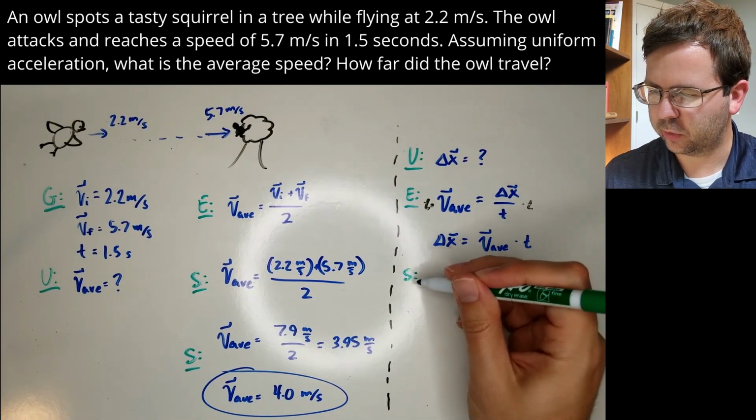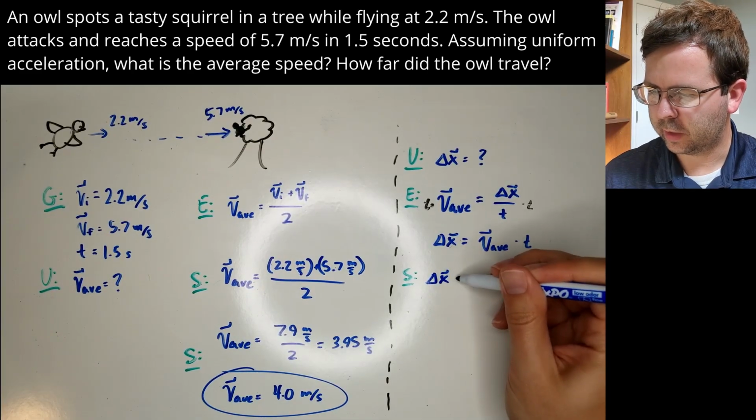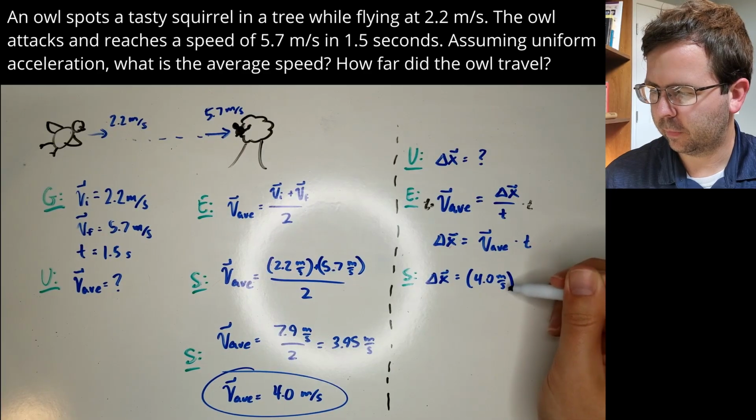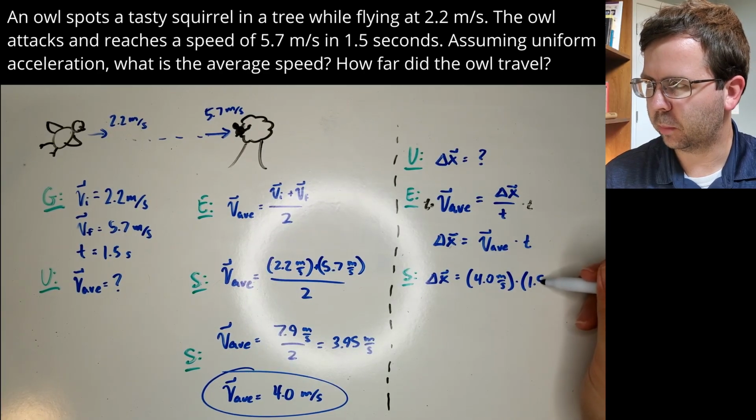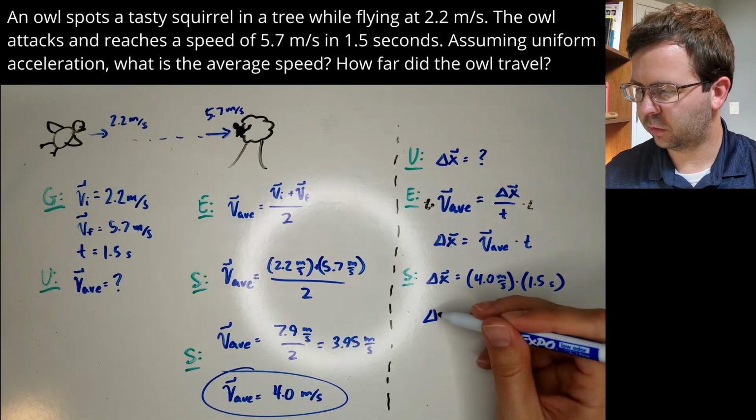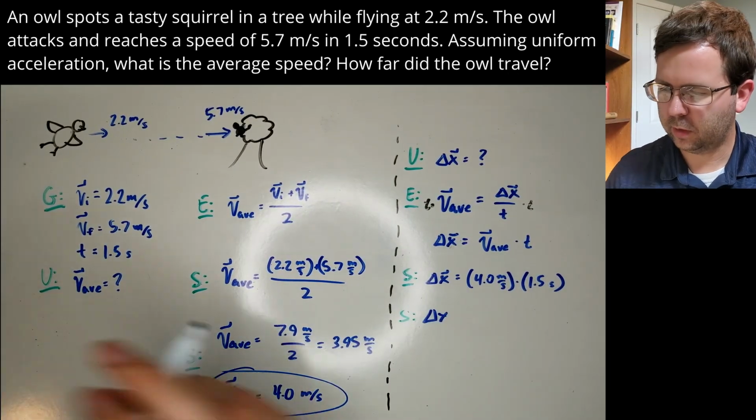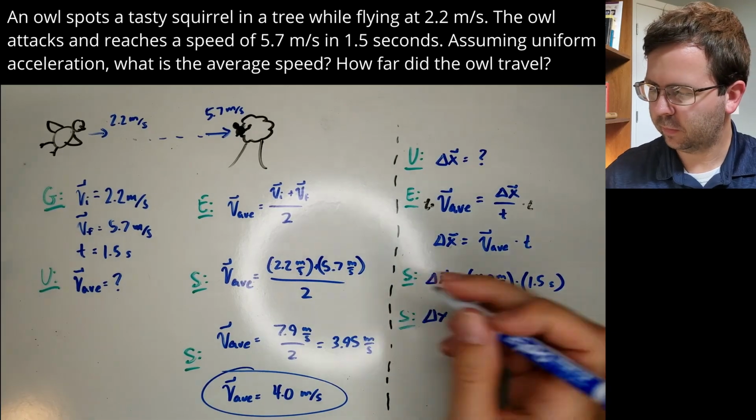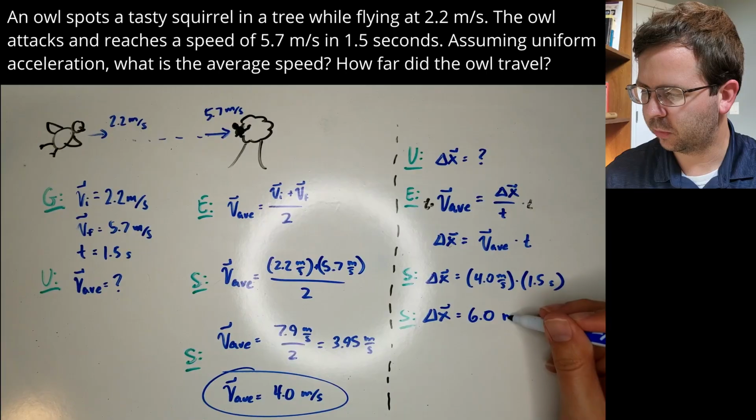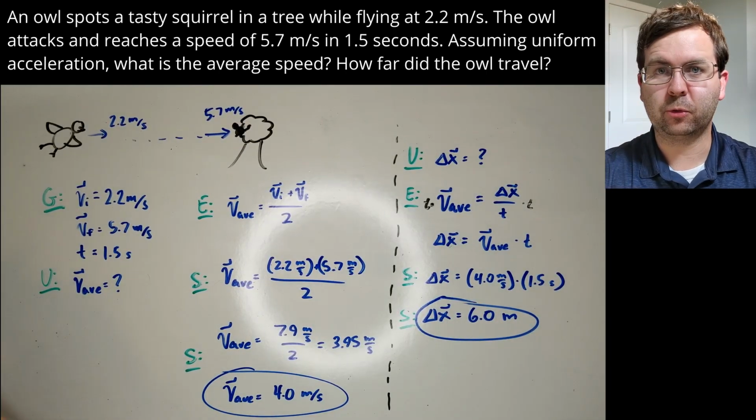So our substitute step is going to be an average speed of 4.0 meters per second multiplied by a time of 1.5 seconds. And that's going to give us a solved answer of 6 meters per second. We need 2 significant figures. So 6 meters, not meters per second, meters. That is how far the owl travels.